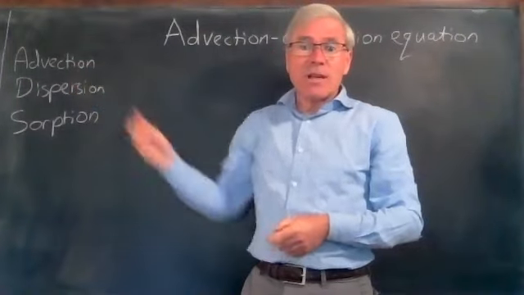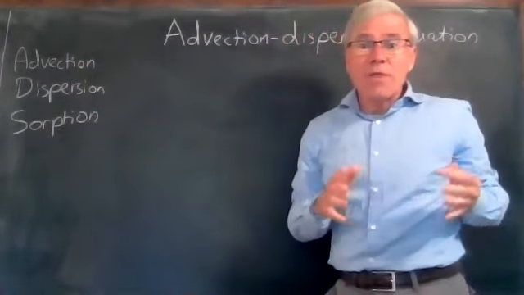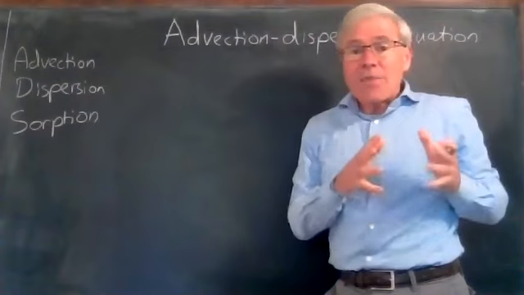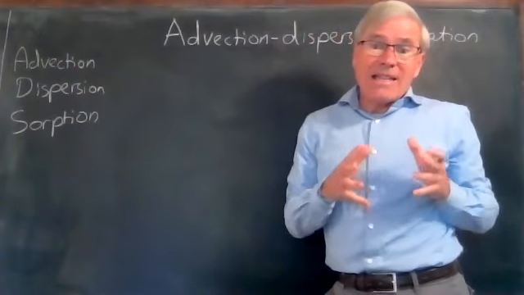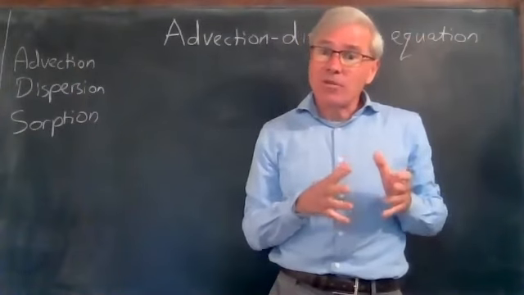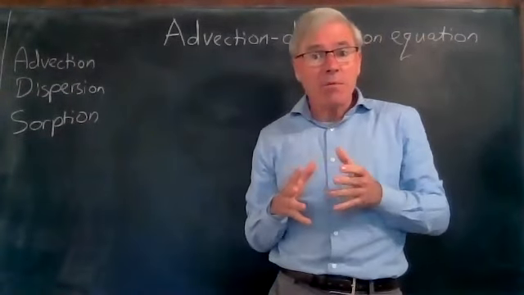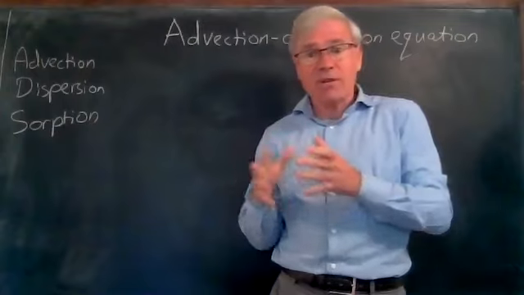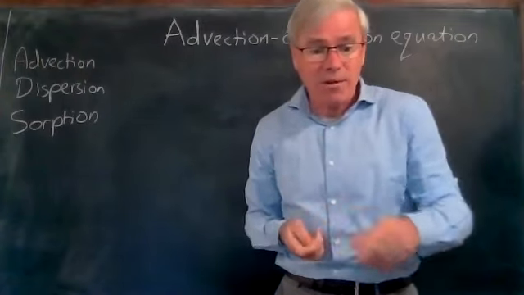Advection, which is essentially where you go with the flow. What that means is that the flux of a contaminant with a concentration C is simply proportional to the Darcy flux, the volume per unit area per unit time.